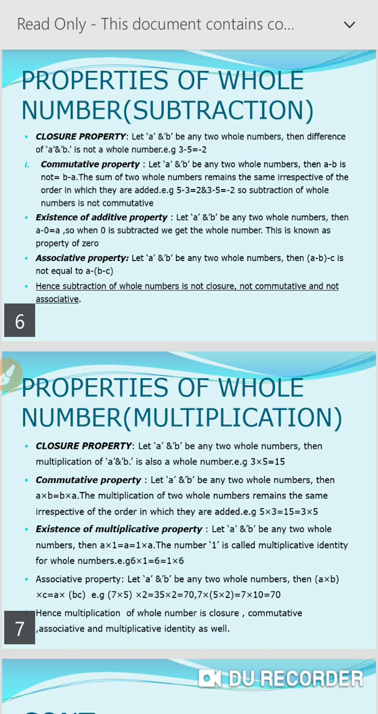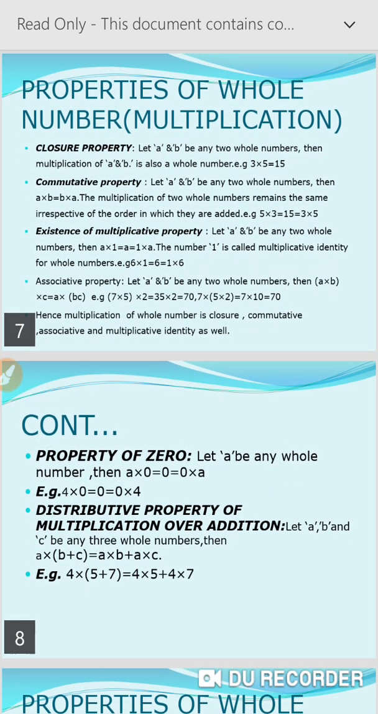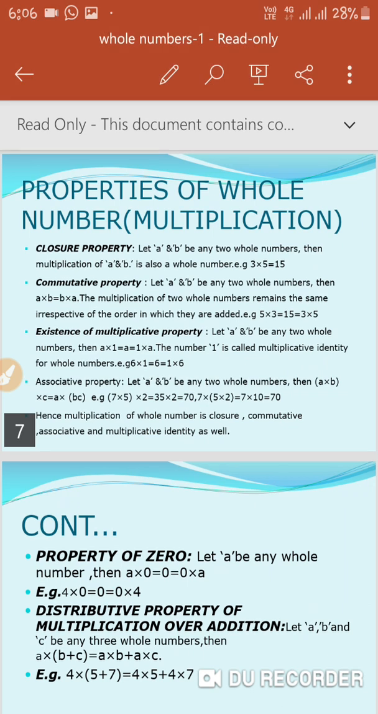Now, existence of the additive identity. If you subtract 0 from any number, you will get the same number. That means subtraction of whole numbers is possible in case of the additive identity. Next is the associative property. Subtraction of whole numbers is not associative. Now the most important properties of whole numbers, which are for multiplication.